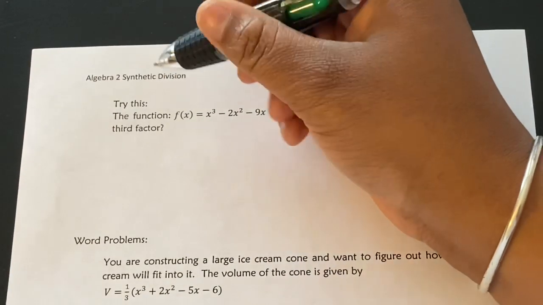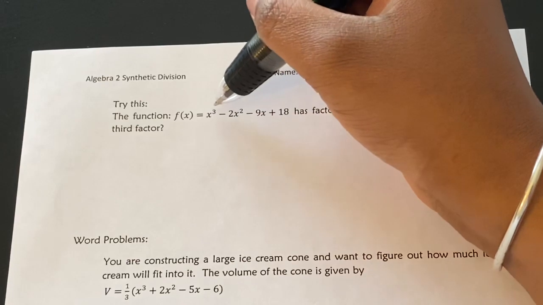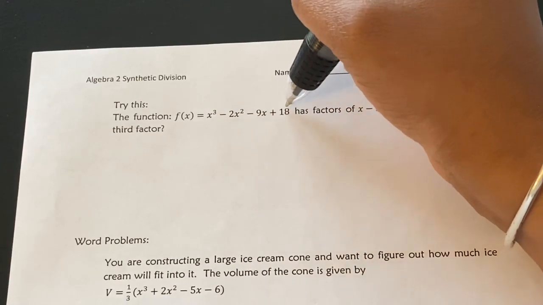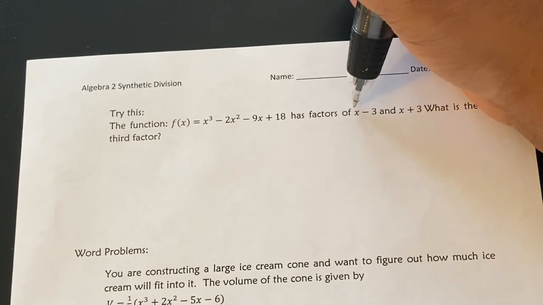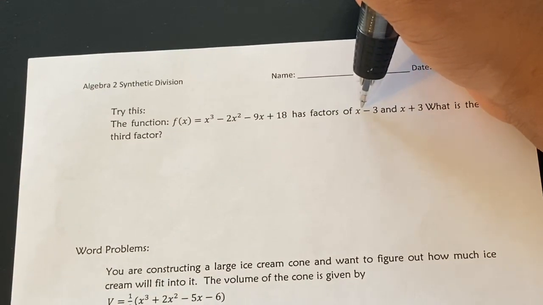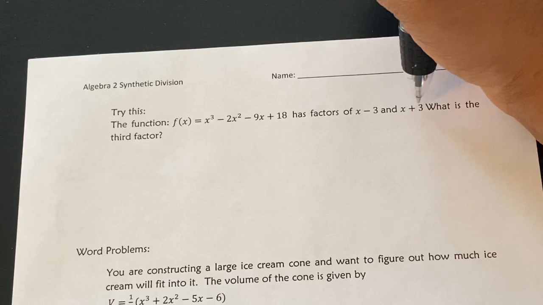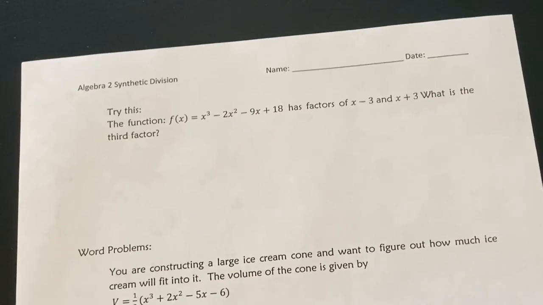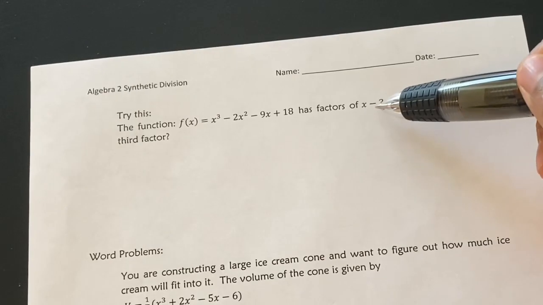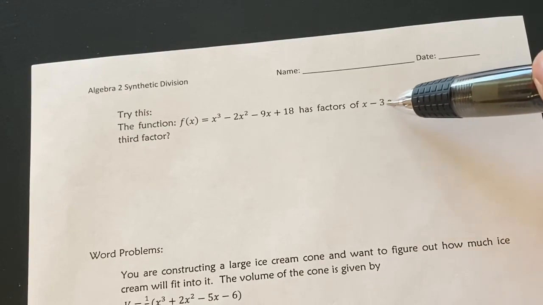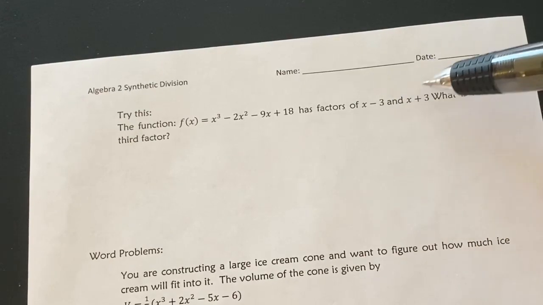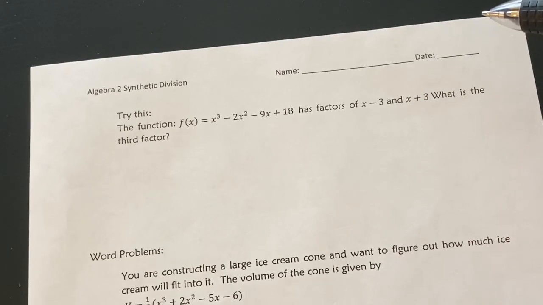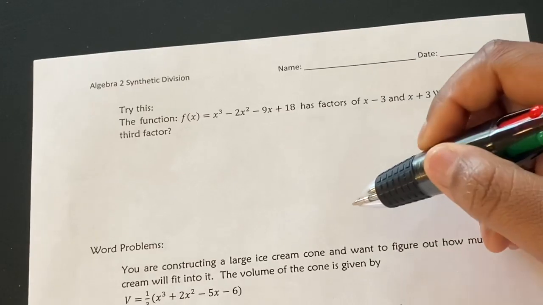All right. The function f of x equals x to the third power minus 2x squared minus 9x plus 18. The factors are x minus 3 and x plus 3. What is the third factor? So we know for a fact that if I was to use synthetic division, x minus 3 would give me a remainder of 0, and x plus 3 would give me a remainder of 0. So now I'm going to use synthetic division twice to find the third factor.